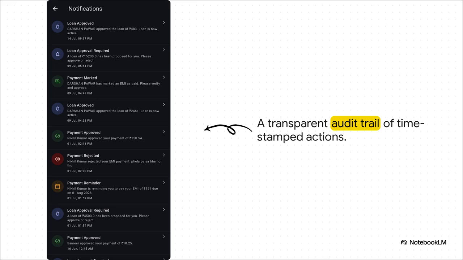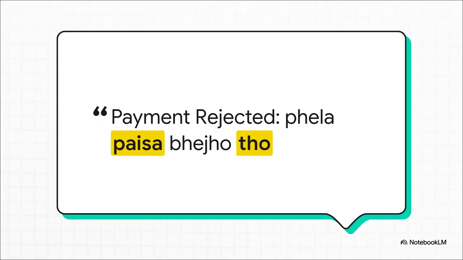The notifications feed gives you this incredibly transparent audit trail. If a borrower marks an EMI as paid, it actually requires your explicit approval. This completely eliminates those super frustrating, "Hey, I already paid you" disputes, because every single action is timestamped and requires dual verification.